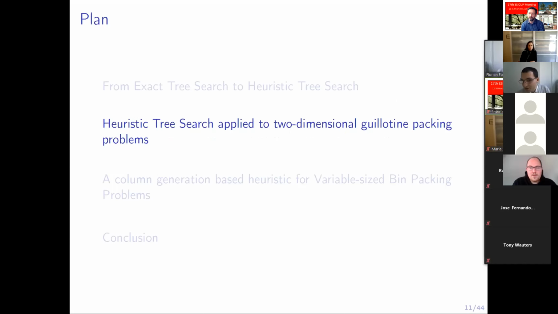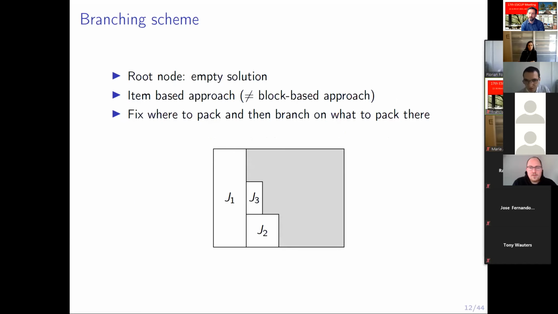So let's see now how we applied this scheme to packing problems. So first, the branching scheme. Our root node is the empty solution. Then we choose an item-based approach. So at each level, we add 1 item, and we will look at the possible positions following the order of removal of the items, and we will choose which item to add. So for example, we have a partial solution here with 3 items. So the next item can be either in the same second level subplate, in a new second level subplate, or in a new first level subplate, or in a new bin. So we will try all combinations for all items, and we will remove the infeasible ones. So for example, this one is clearly infeasible. So we won't generate this child.